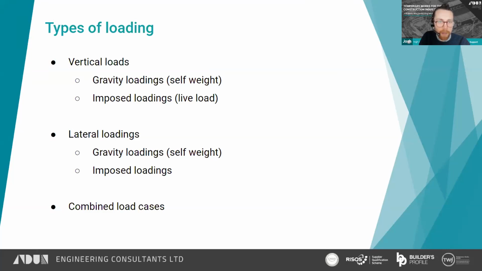And then we have lateral loadings. These could be gravity, such as the self-weight of soil acting onto the structure, or if the structure is leaning over, you'll get a lateral loading from that gravitational pull effect. And the lateral loadings from imposed loadings could be wind or waves and things like that. It's also important to consider that you may get combined load cases where these forces can all act together and follow the same load path.